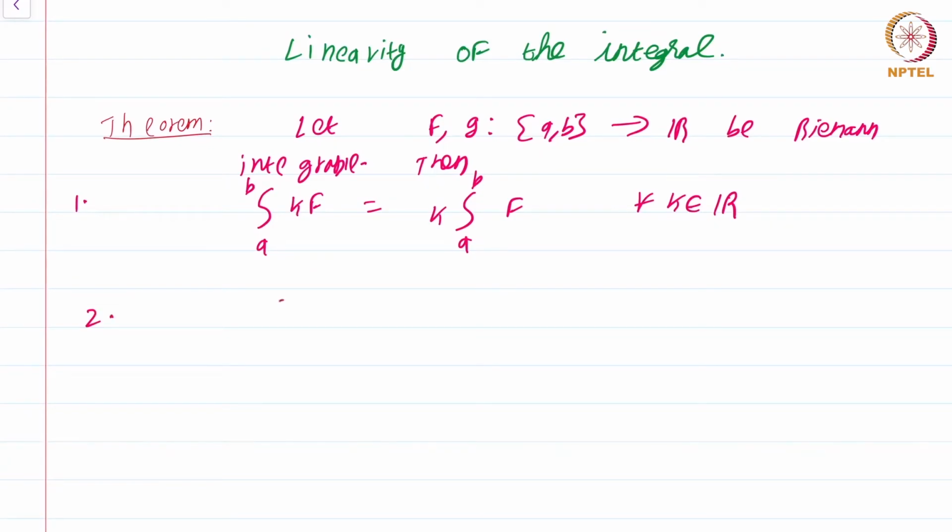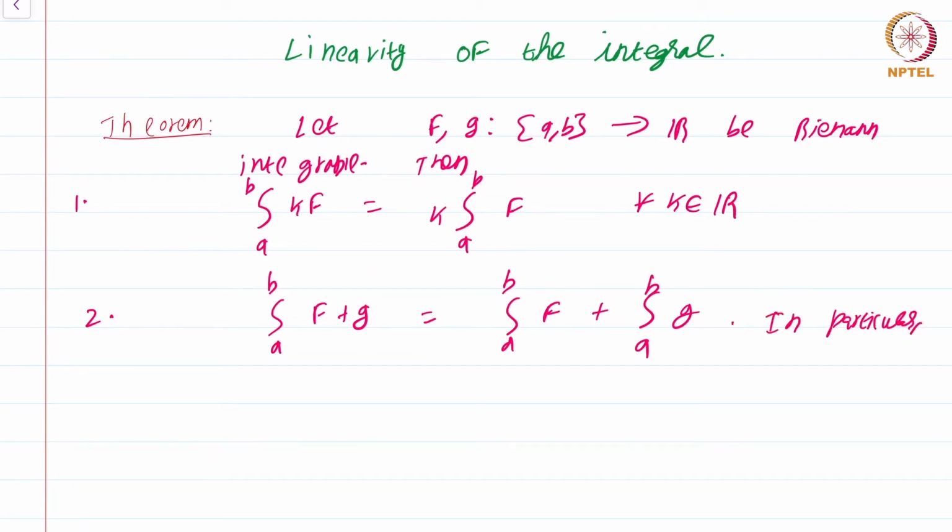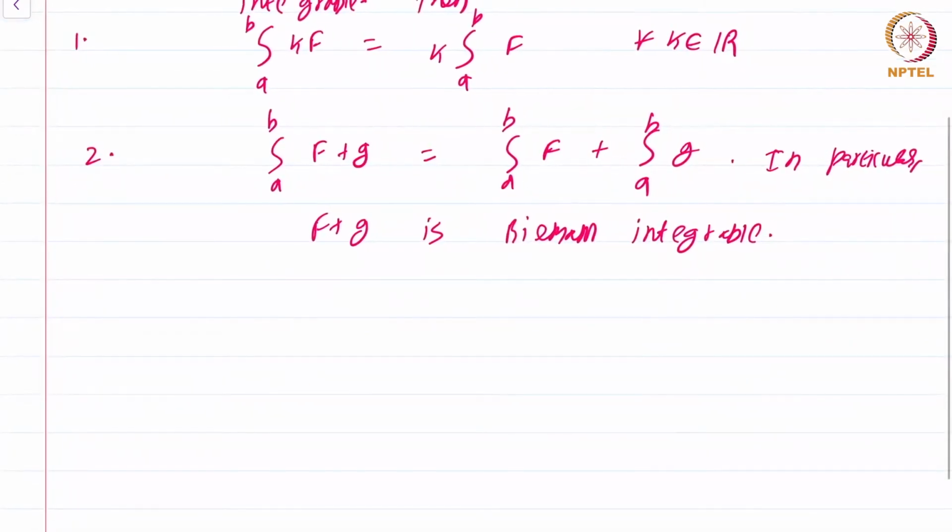Number two: integral a to b of f plus g is integral a to b of f plus integral a to b of g. So in particular, f plus g is Riemann integrable. So the sum of two Riemann integrable functions is indeed Riemann integrable, and not only that, the integral of the sum is the sum of the integrals, as you would expect. Now let's go on to the proof.